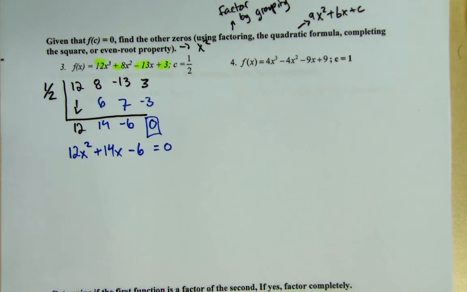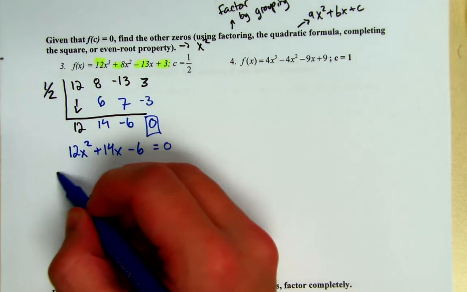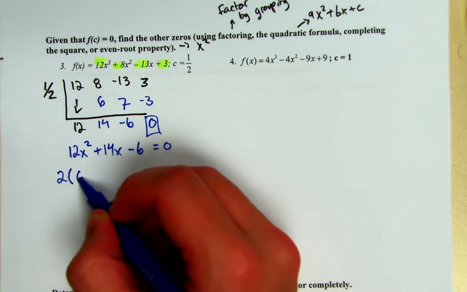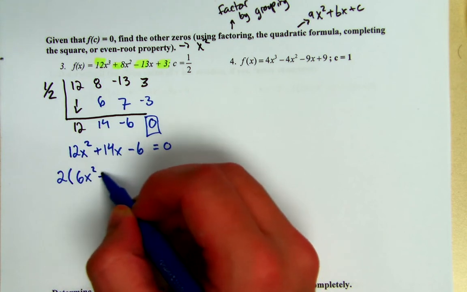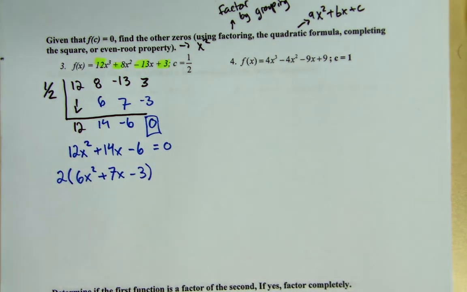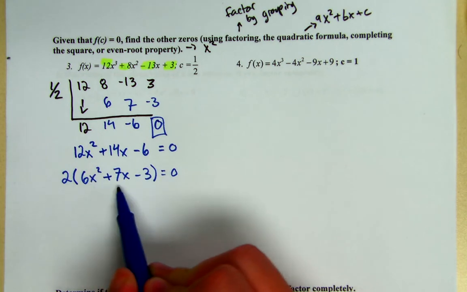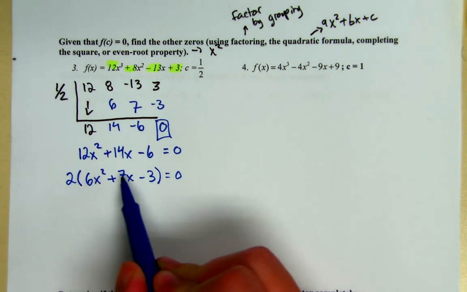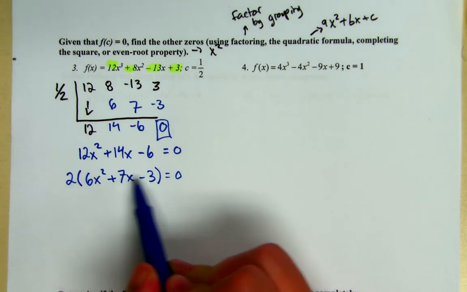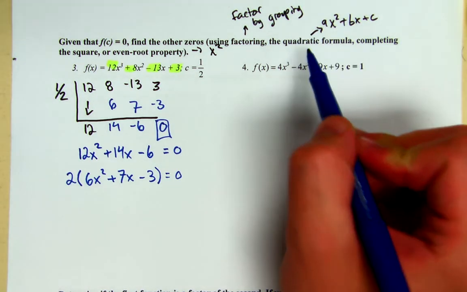And now we need to factor that. Well, hopefully you see that there can be a 2 taken out of all of this. So let's divide out 2. Left with 6x squared plus 7x minus 3. And now we need to kind of keep going. Well, here's where you can take 2 routes. 1, we can factor this, or 2, because it's ax squared plus bx minus c, we can actually go ahead and use the quadratic formula.